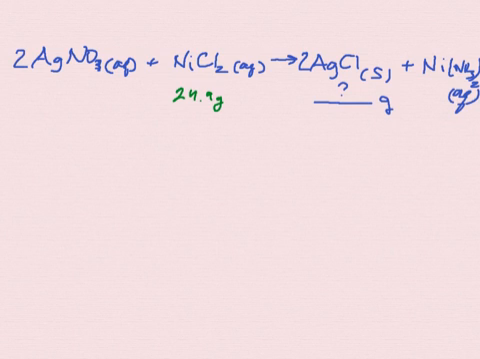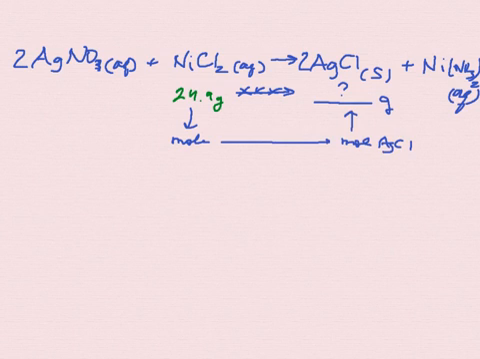Now, we're given grams of a reactant. If we want to find grams of product, we can't do it directly. We've got to go through the mole. So grams of nickel 2 chloride, change that to moles. I can convert from moles of nickel 2 chloride to moles of silver chloride, and then to grams. 3 arrows means 3 steps. You have to go off to this side before you start the question and find the molar mass of nickel 2 chloride and find the molar mass of silver chloride before you start the question.